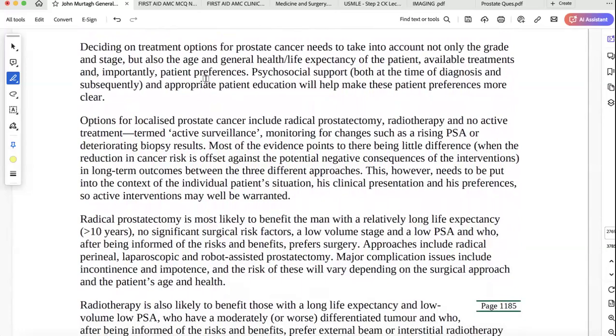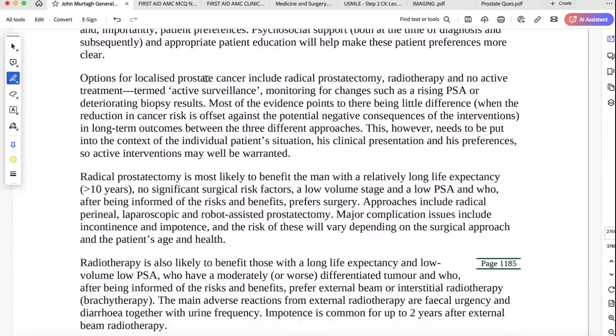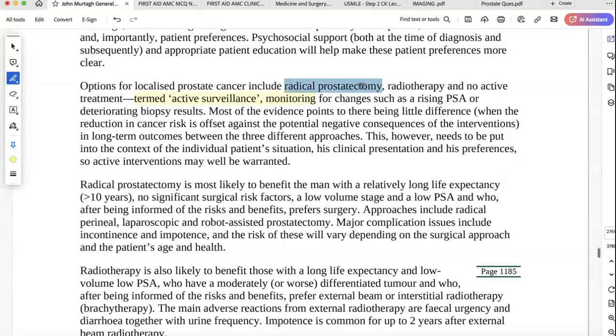Depending on all of this, the treatment will be decided. So there are a couple of treatment options. One, active surveillance, radical prostatectomy, radiotherapy, and then there is hormone therapy. So there are the 4 treatment options that we have got. Okay, so first active surveillance, then we can do radical prostatectomy, radiotherapy, and hormone therapy.